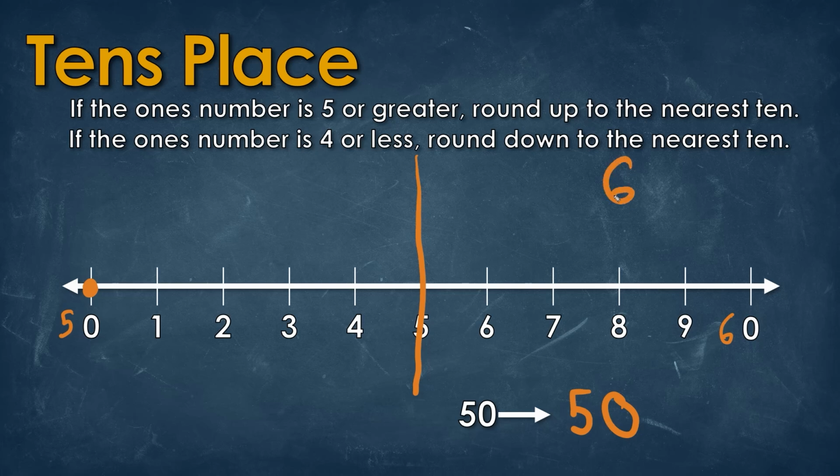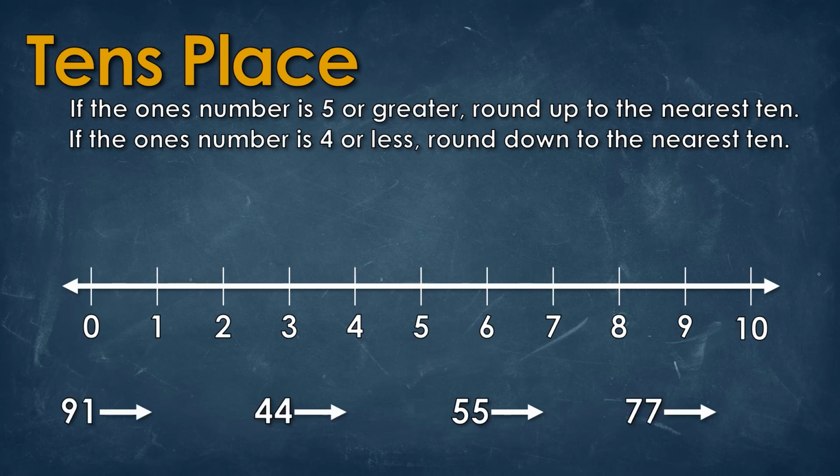So say we have the value 60. Well, if we need to round it, it's going to stay the same. It's going to be 60. Same for 70, 80, 90. Anytime we have a 0 for the ones, it's going to stay the same.